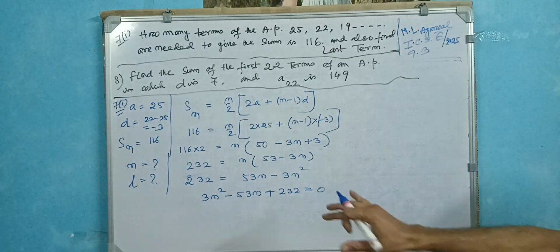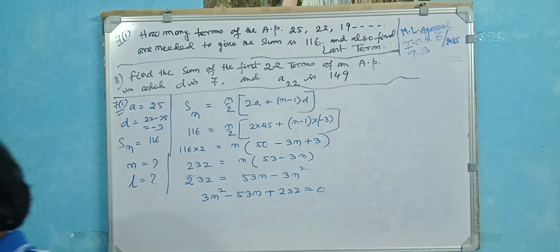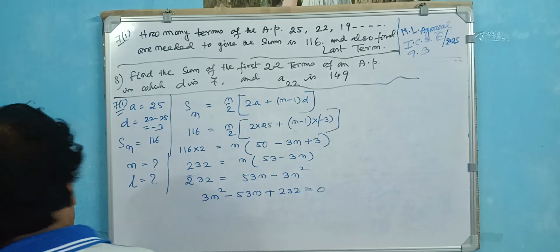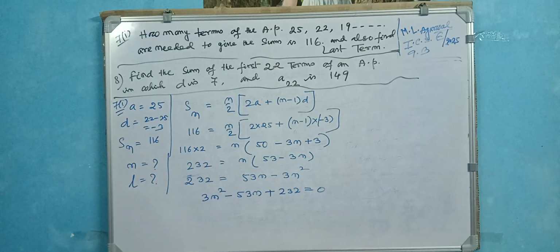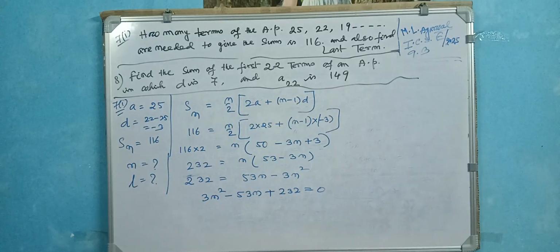From there it is not the AP. This is algebra, the quadratic equation, and the middle term factor is used. So 3n square minus 53n plus 232 is 0.